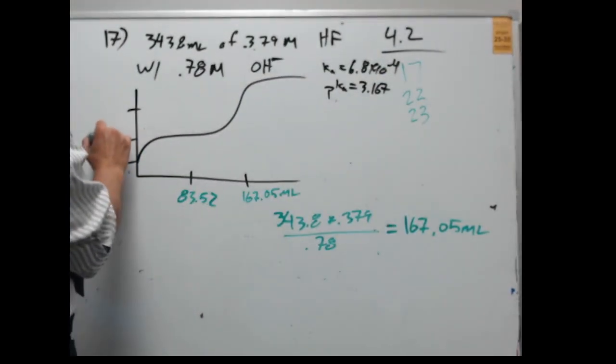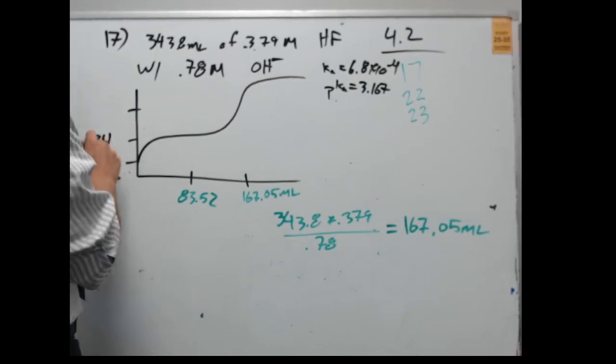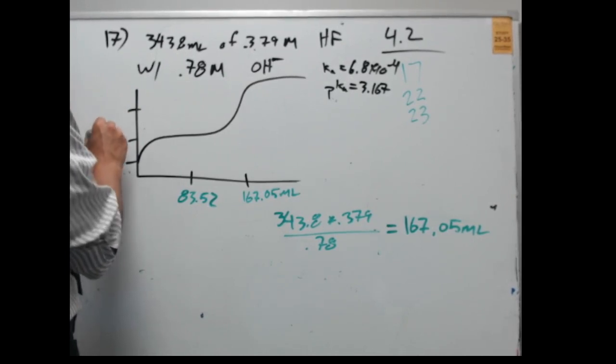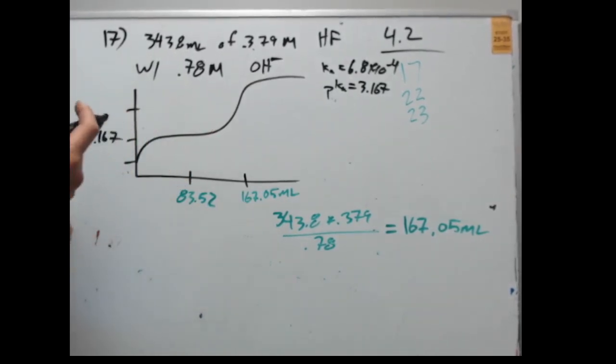And there's my pH at the midpoint. This is that wave function. Well, he didn't factor out the 3.167. He just kept them in. Now, have I even looked at what the question is asking yet?